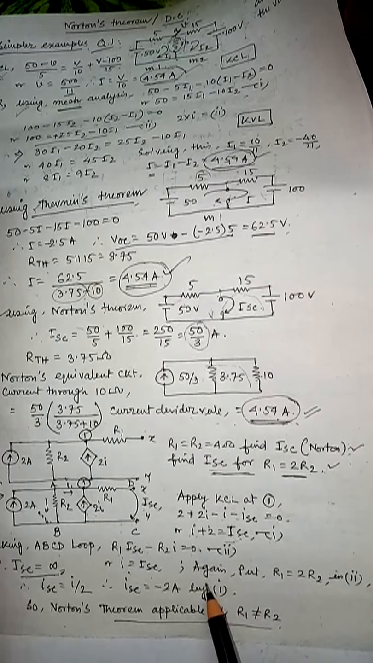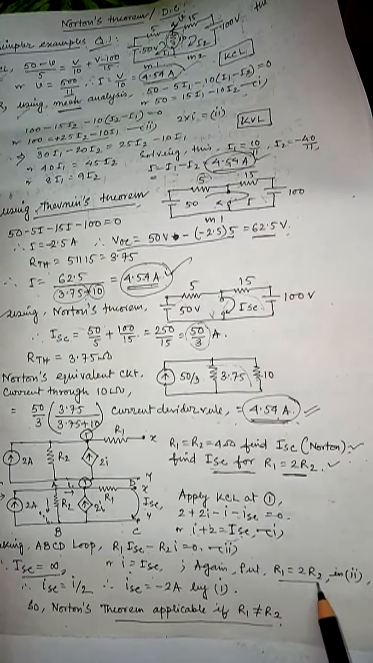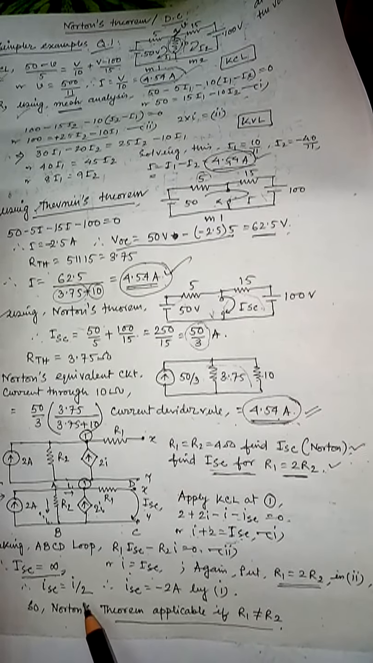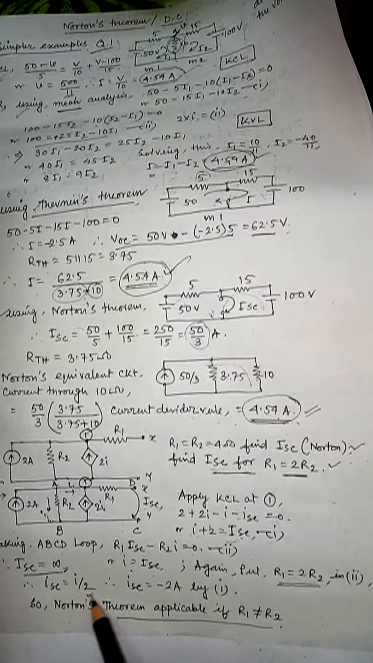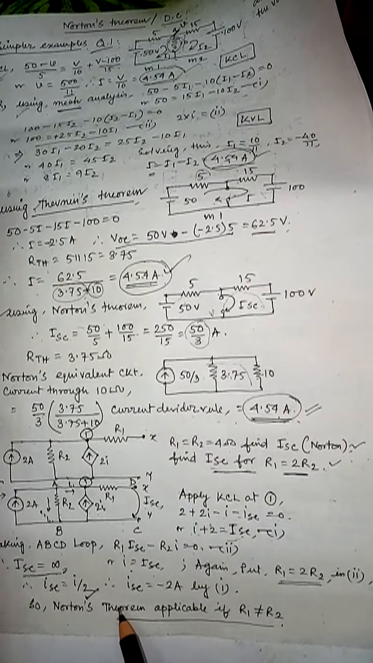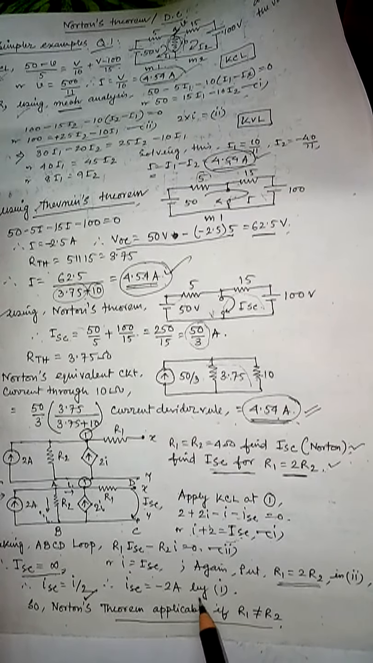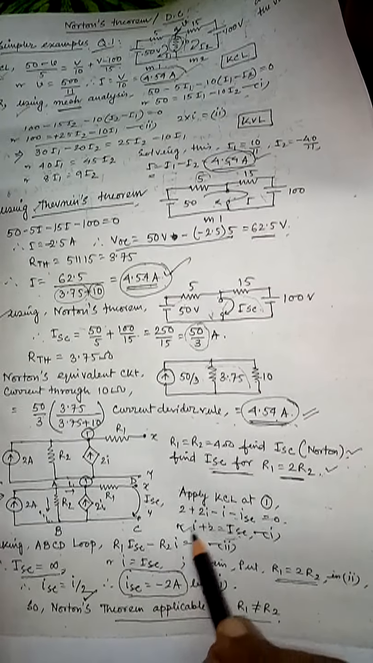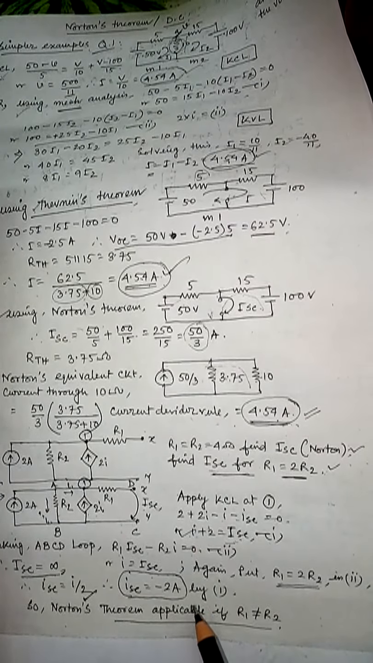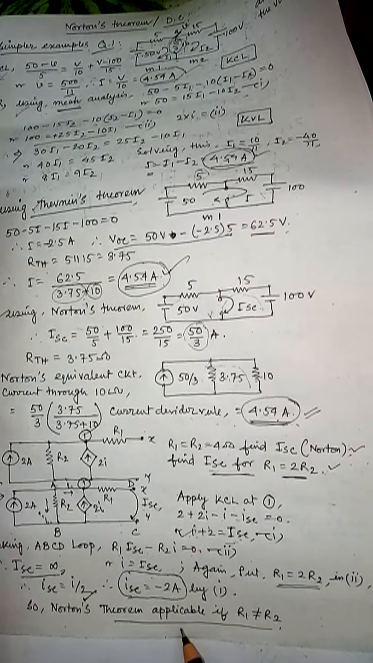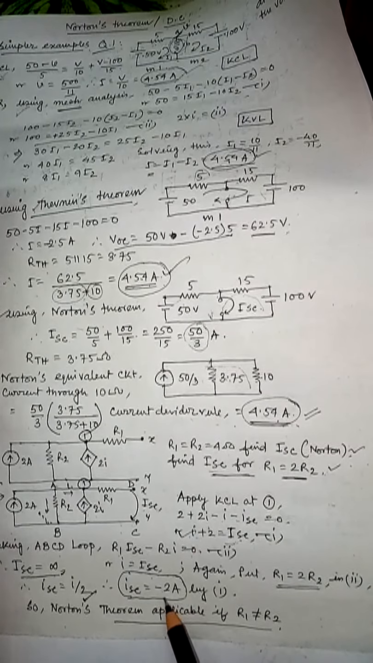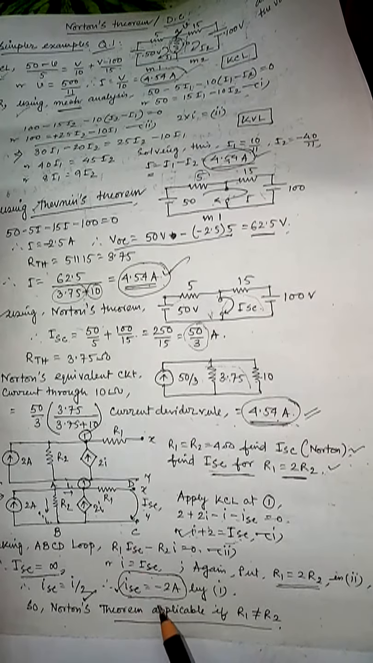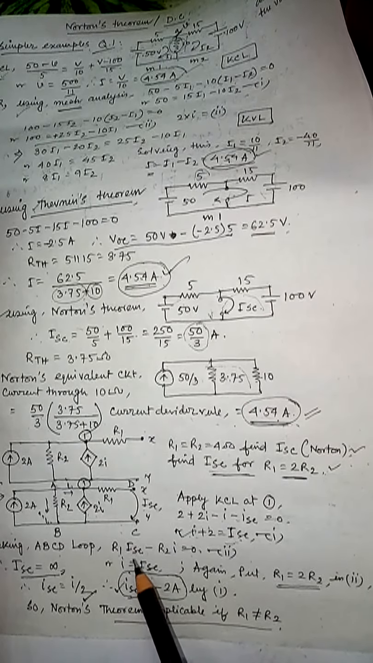Again, you can put R1 equals 2R2 in this particular equation. So you will get ISC equals I by 2. So if ISC equals I by 2, obviously ISC equals 2 ampere by this particular equation. So we can easily find ISC.